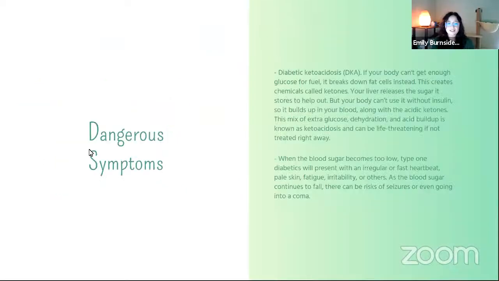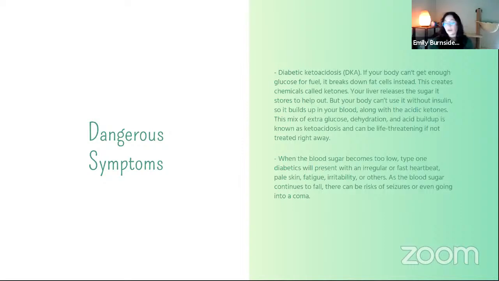So now we're going to be moving on to some more dangerous symptoms and products of type 1 diabetes. First we have diabetic ketoacidosis, or DKA. This is whenever your body can't get enough glucose for fuel, so it'll break down your fat cells instead. This will create chemicals called ketones. Your liver releases sugar to help out, but your body can't use it without insulin, so it builds up in your blood along with the acidic ketones. This mix of extra glucose, dehydration, and acid buildup is known as ketoacidosis and can be life-threatening if not treated right away.